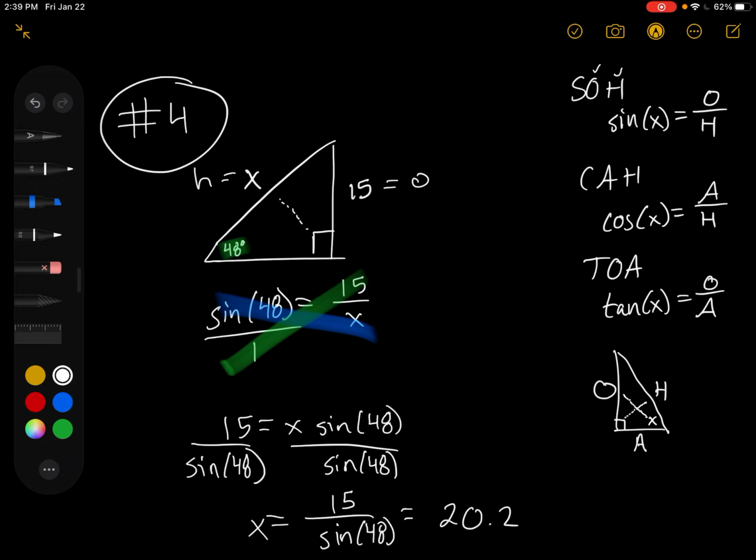All right, and again, keep note here of our functions on the side there. Keep note of SOH CAH TOA.